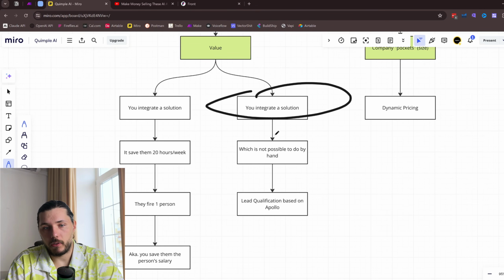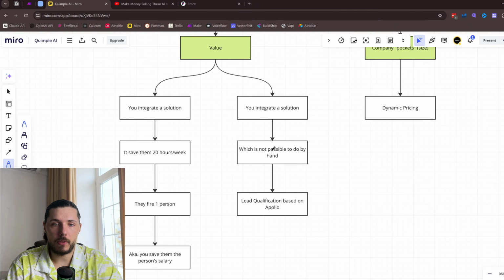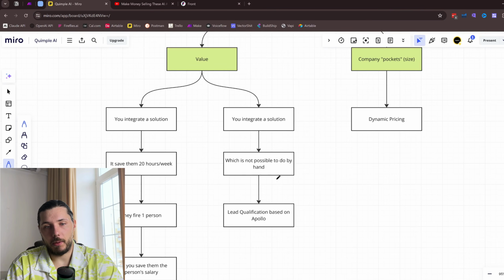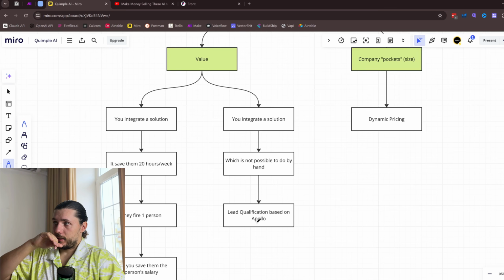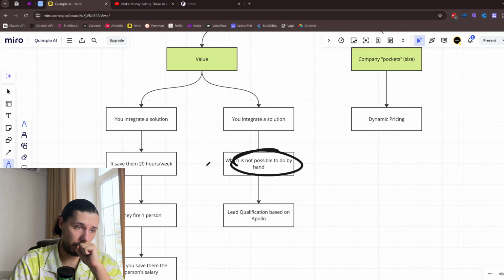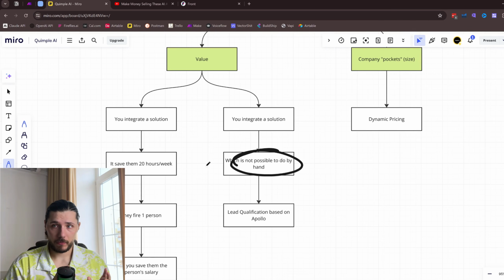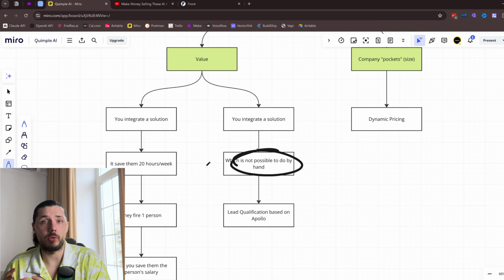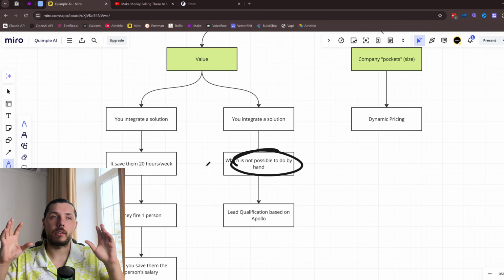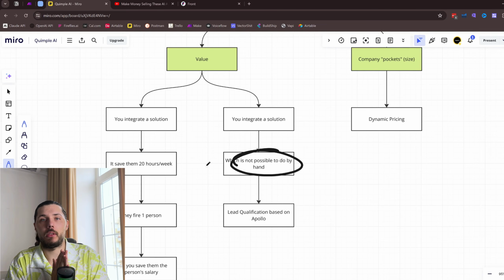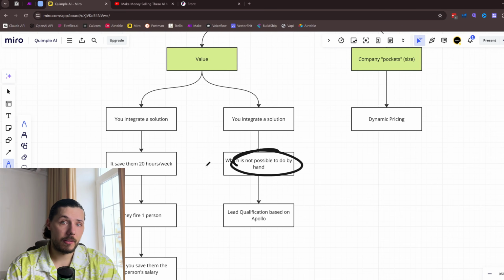Or you integrate a solution which is not possible to do by hand, and these are very specific solutions. I'm not going to go deep into this topic, but let's say it's lead qualification based on something like Apollo, which is just a database, or ZoomInfo. When the lead comes in, you can automatically qualify them and research this prospect, which is not possible by hand. Even if you hire additional staff for $1,000 per month, they will not be able to do that, since you need a lot of experience and different connections to the software. So essentially you are introducing a new technical solution which would not be possible without AI or some sort of automation. And this is very hard to measure.